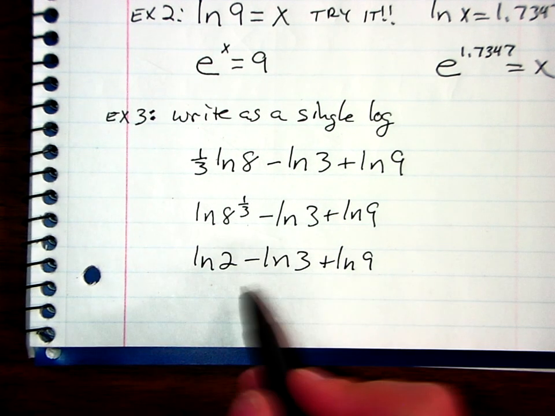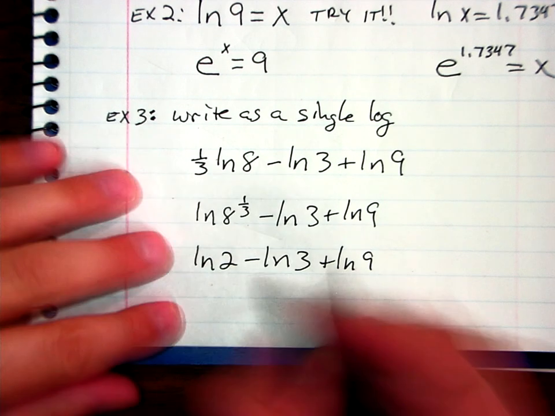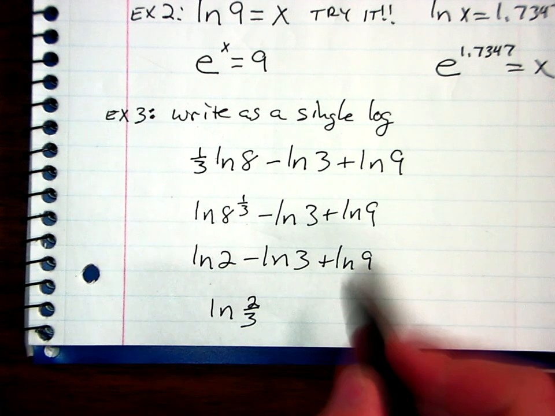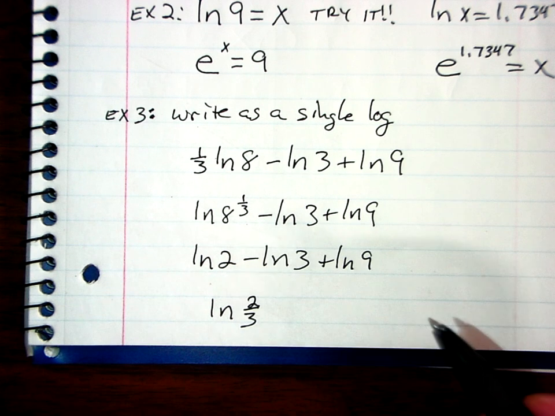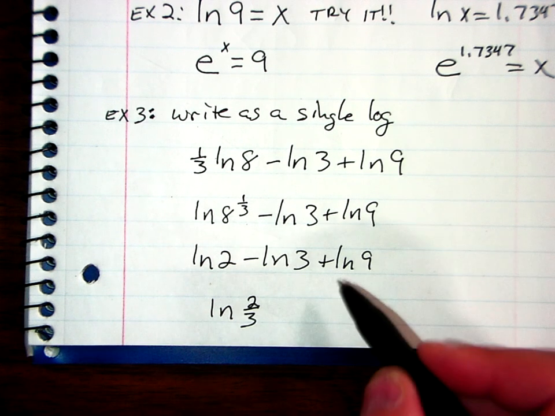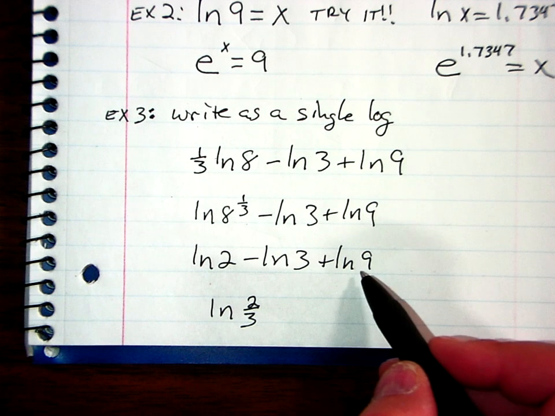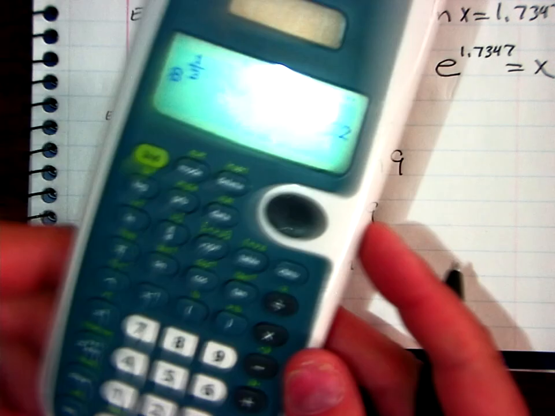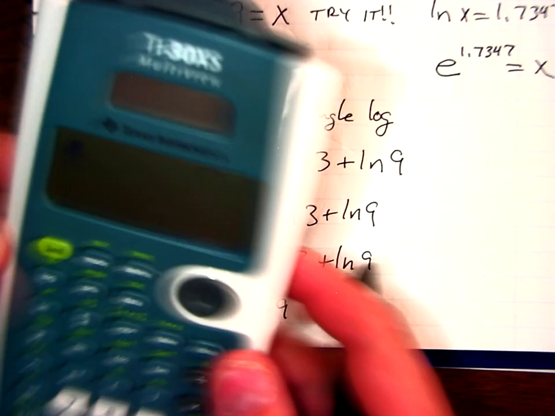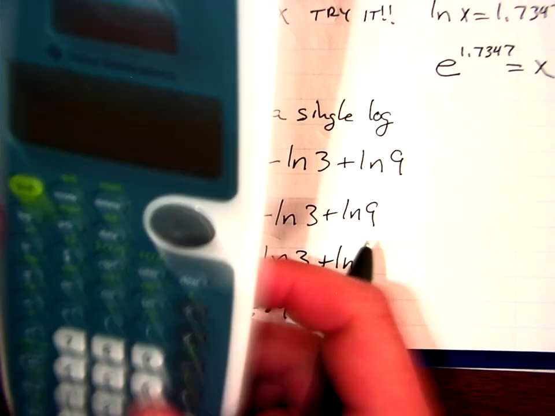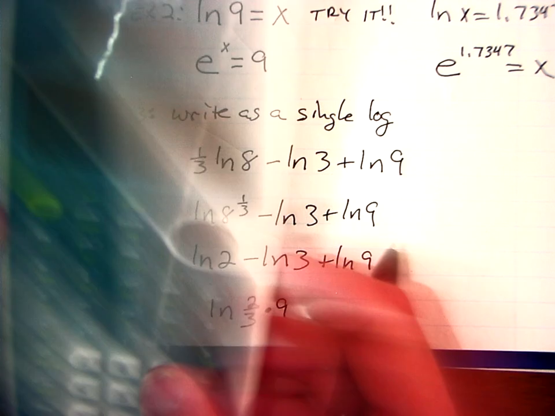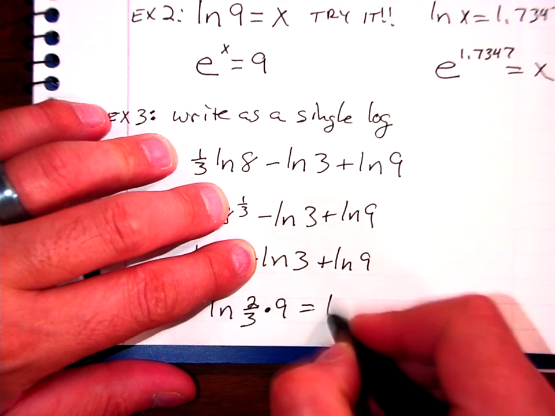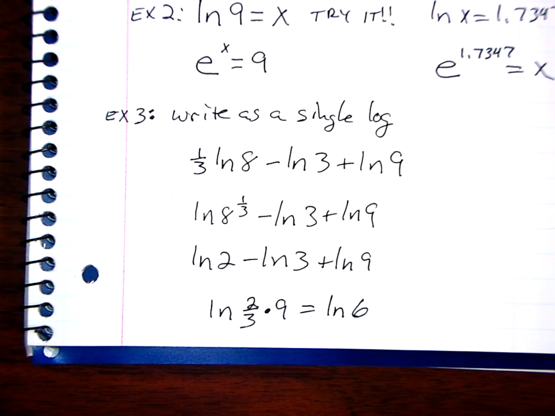If you remember back to last week when we subtracted, what operation was that? So ln 2 divided by 3. And then when we add, what operation is addition? Perfect. Can we multiply 2/3 times 9? Let's do it. So I personally would hit this little n over d and do 2 over 3 times 9, and it says 6. So my final answer is ln 6. That's your final answer.